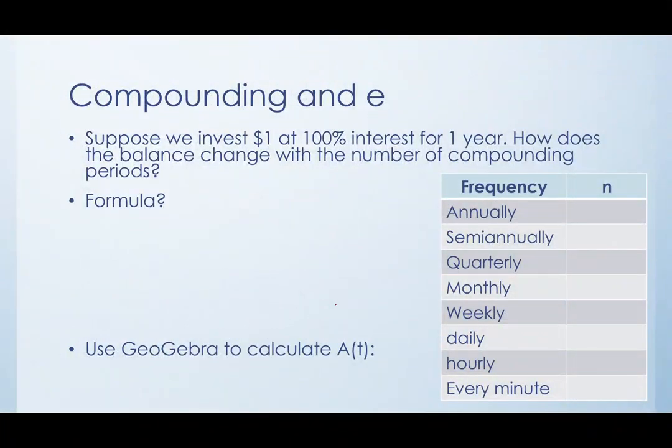Okay, so we're going to invest $1 at 100% interest for 1 year, just to relate to what e is. So how does the balance change with the number of compounding periods? We've got A of t is equal to P times (1 plus R over n) to the nt. So we're investing $1, so P is going to become 1. Our R is 100% interest, which in decimal is 1. And we're doing it for 1 year, so t is 1.